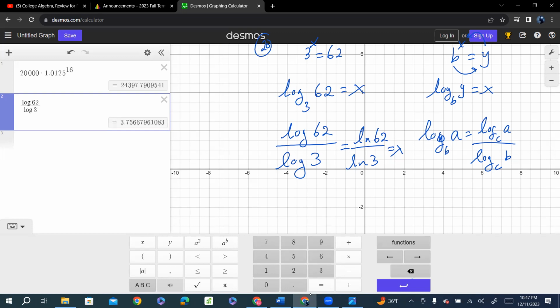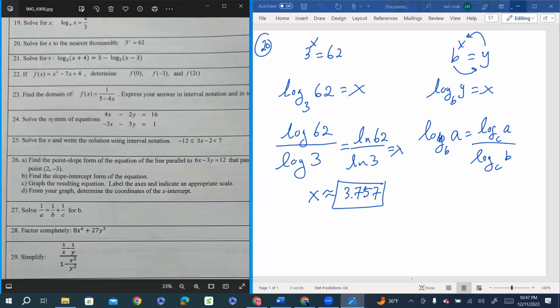So let me write the answer to the nearest thousandth. x is approximately 3.7566. This is question number 20. So to the nearest thousandth it is 3.757. Okay. All right. I think that should be good for that question. Now let's look at 21.